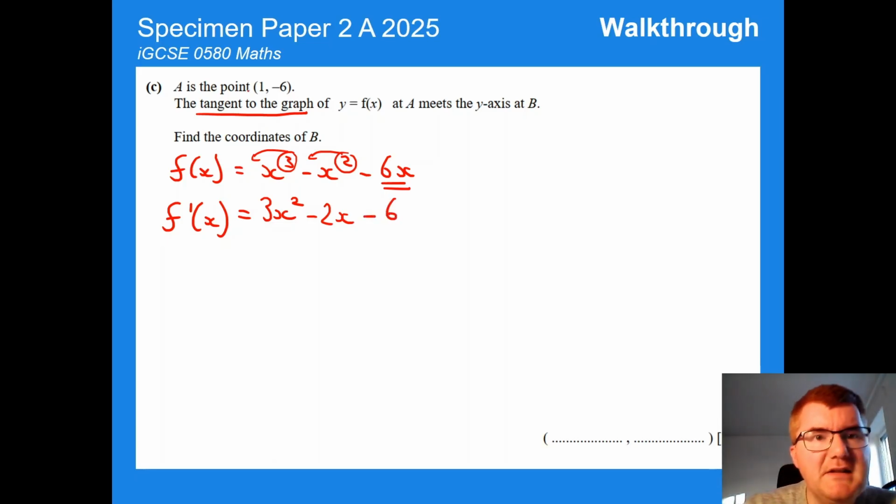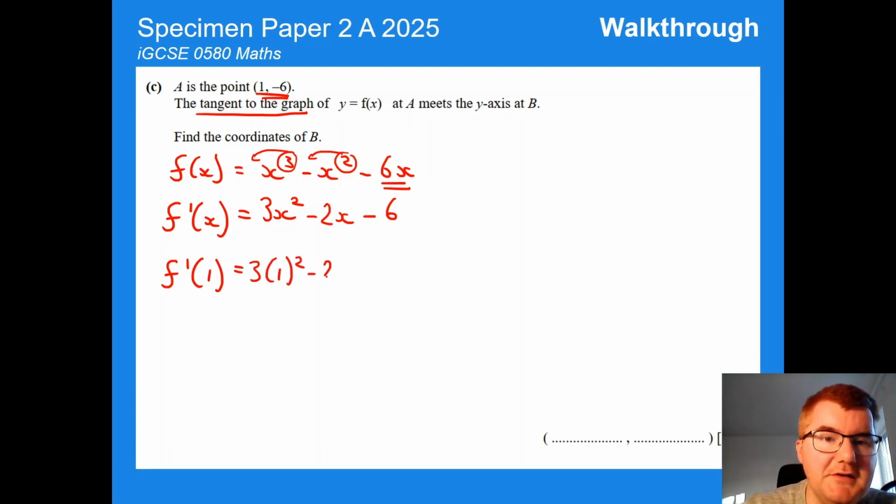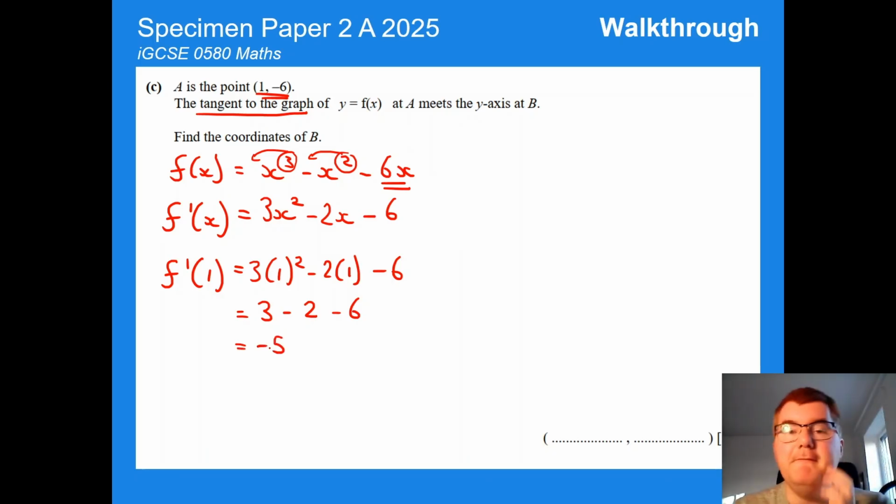Okay, so tangent of the graph of y equals f of x at A meets the y-axis at B. So first of all, we've got the point 1, minus 6. We want to find the gradient at that point. So we want to find f dash of 1. So wherever I see an x, I put a 1. So 3 lots of 1 squared minus 2 lots of 1 minus 6. That gives us 3 minus 2 minus 6, and that gives us minus 5.